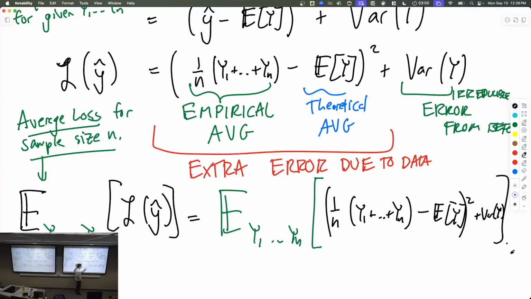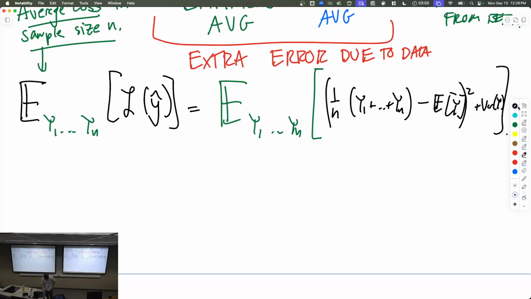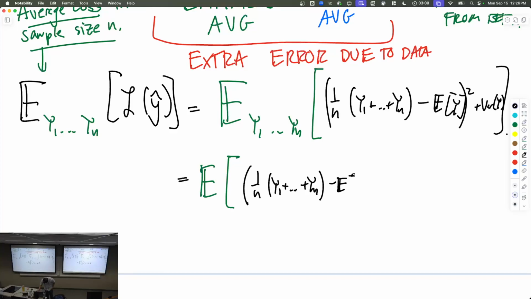The first thing to observe is the variance of y. That's a number. That'll just get pulled out. So the variance, that is very easy to do. So let's do it this way. This is equal to this expected value over the data points. I'm not going to write y1 to yn just to save space. And then I have this big bracket, 1 over n, y1 plus dot dot dot plus yn, minus the expected value of y, all squared, and then plus the variance. So that's nice.